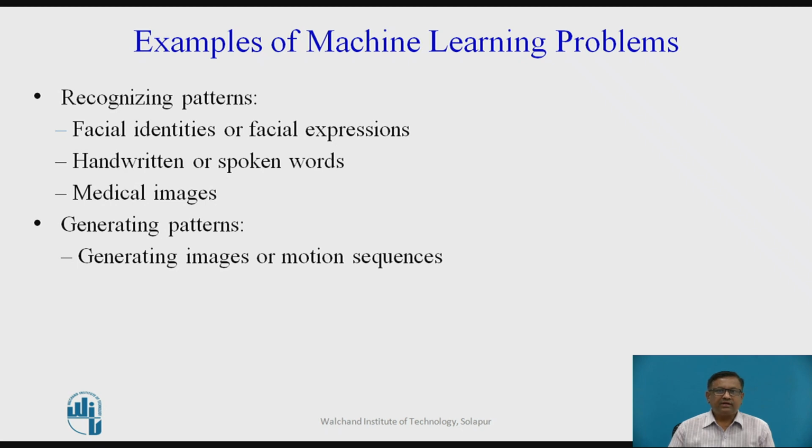Then the next important problem is generating patterns. The first one was identifying existing patterns, and the next is generating patterns. Using machine learning techniques, we can generate patterns or images, like generating images or even motion sequences, which is related to video creation. So even videos can be created using these machine learning techniques, or we can say the next frame in a video can be predicted, and so on.